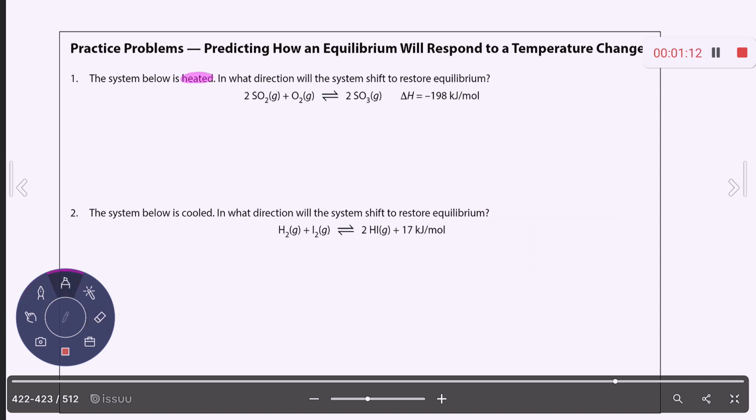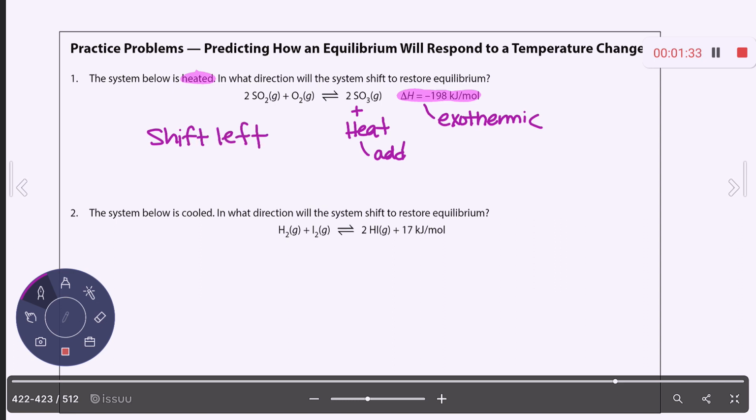For number 1, we're heating this. This is an exothermic reaction because your delta H is negative. So that means you've got heat as a product. And if you're heating it, you're adding more product. So doesn't that mean you're going to shift away from it so you can bring it down? So that's why you're going to shift to the left. Do we all agree on that?